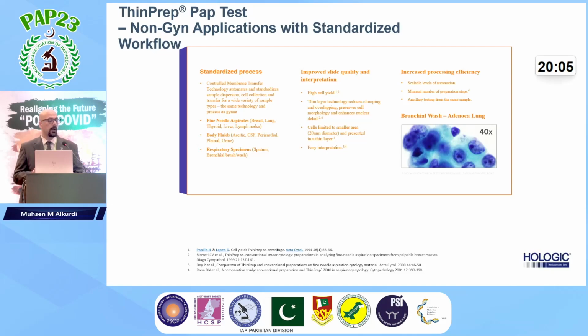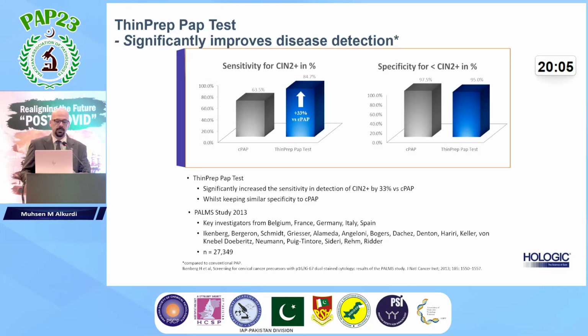It is not only applicable for gynecological samples. There are a lot of applications for it in non-gyne samples. So it is applied for every single cytology sample: any liquid, CSF, even urine, if urine samples need to be examined for cytology. FNA, fine needle aspiration, thyroid, it is actually one of the most recommended methods, and there are a lot of third-party publications and studies supporting that.